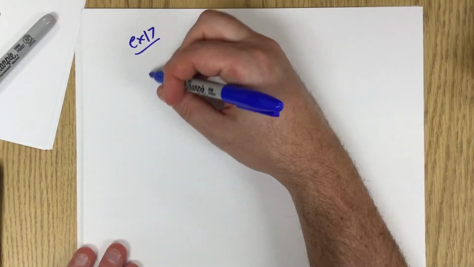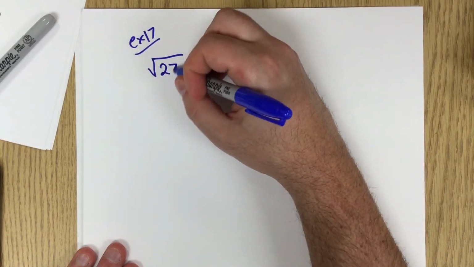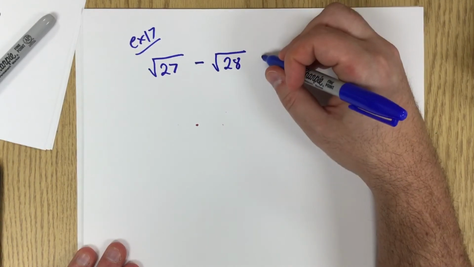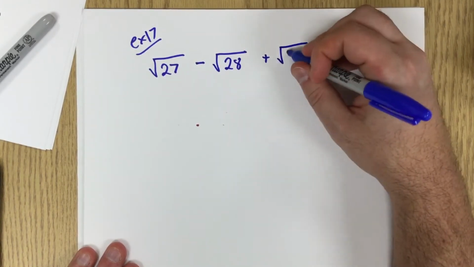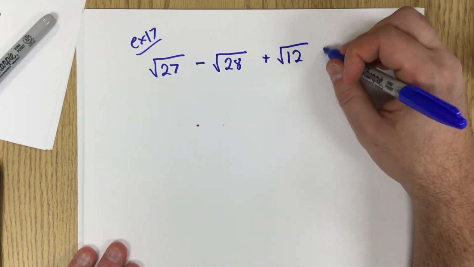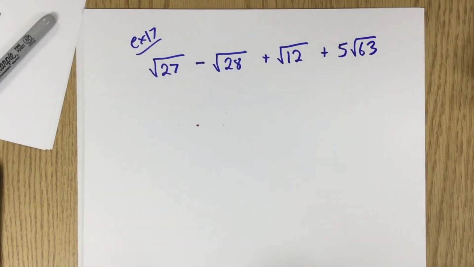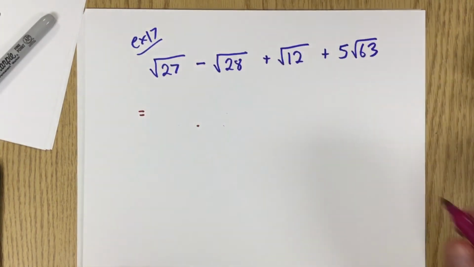Example 17. Root 27 minus root 28 plus root 12 plus 5 root 63. I think you know enough. You could pause the video at this point and try it out yourself. I'm going to assume that you've already done that.